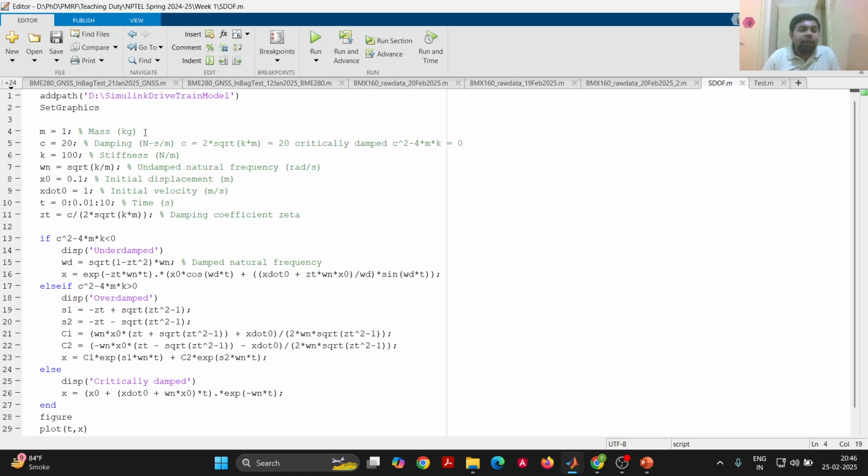Now beginning from line 4, we are starting with the actual MATLAB code. So any questions or comments till now? Are you able to follow what I am saying?